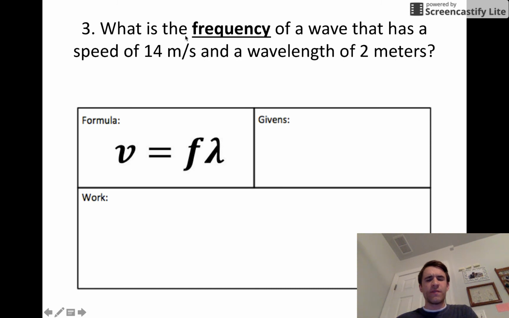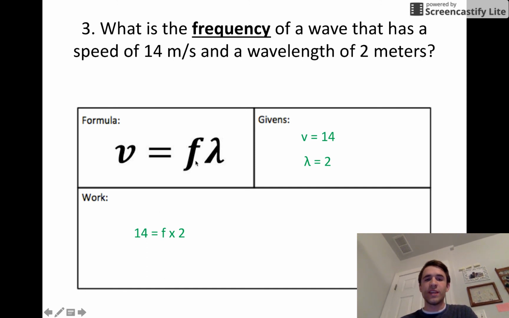What's given to me, though? I'm given the number 14. 14 is my speed. Is speed my V, my F, or my lambda? Speed is my V, right? So V equals 14. That's one of my given numbers. My wavelength, lambda, is 2 meters, so I'm going to put lambda equals 2. Now, if you did V equals 14 times 2, that is wrong for this one, because V is 14. So 14 is going to go in for V, 2 is going to go in for lambda, and my F is going to be just left as F. So it should look like this.